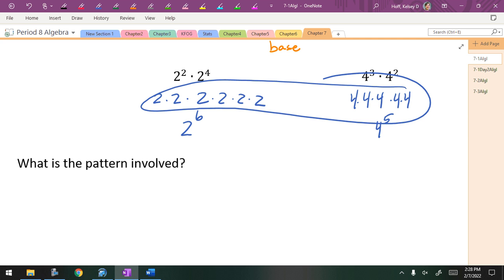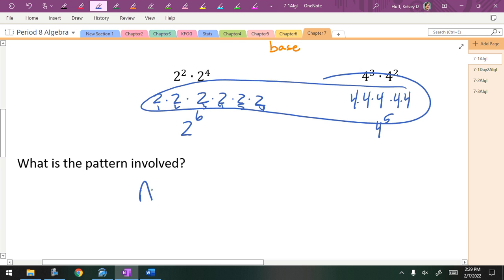Jackson, do you know? I have an answer. So it's when 2 squared is times 2 to the 4th, so we added the exponents instead of multiplying. Sophia? You add the exponents. When you multiply, you actually add the exponents. We came up with 2 to the 6th because we wrote it out and then we counted. 1, 2, 3, 4, 5, 6. There's 6 2's that were multiplied together.